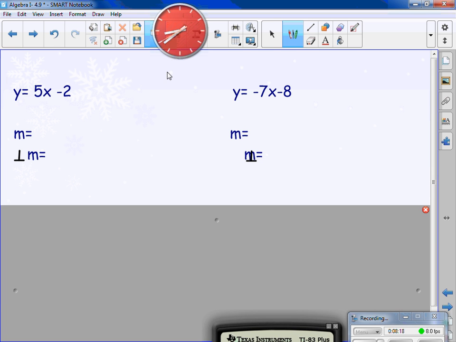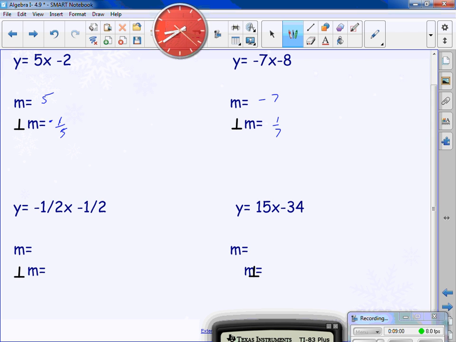So those same equations again. My slope, we said before, was 5. What's the reciprocal? We need to flip it. 5 becomes 1/5. It was positive. Now it's negative. This is the tricky part about understanding the slope. The slope is negative 7. If I change the sign, it becomes positive. If I take the reciprocal, 1/7.